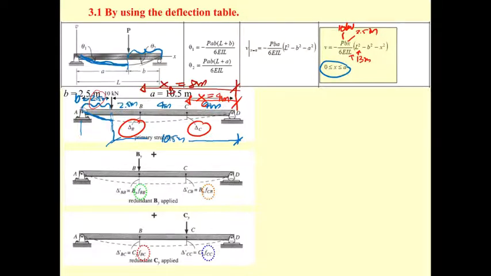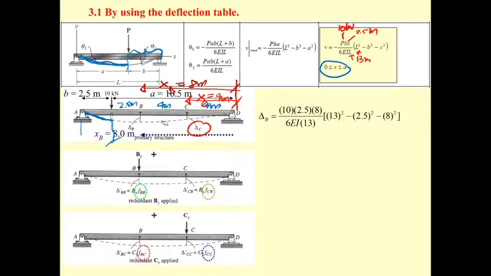Let me do the elastic B 2.5, and A is 10.5. Yes, A is here. And L and X is 8 meter.